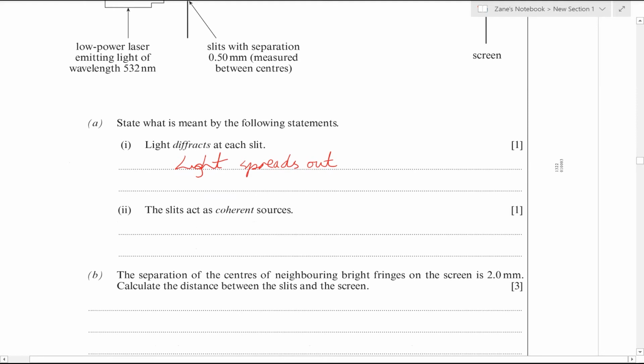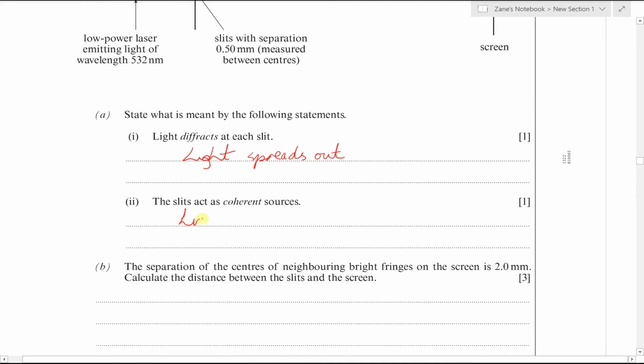Next, we're asked to explain what it means to say that the slits act as coherent sources. So here we're going to say that light from both slits have a constant phase difference.